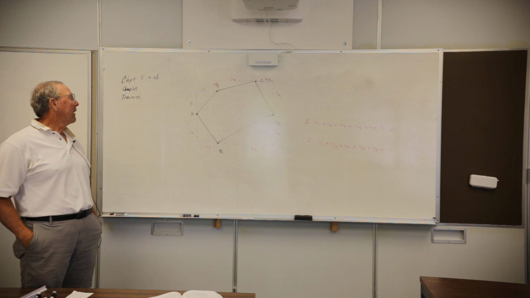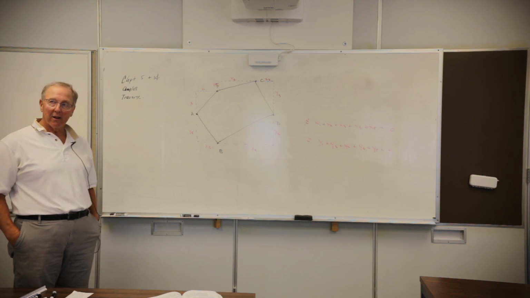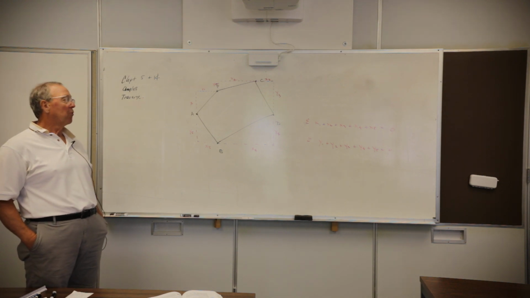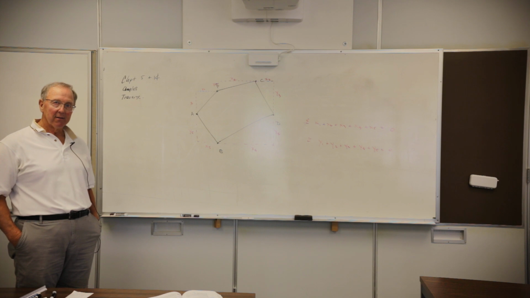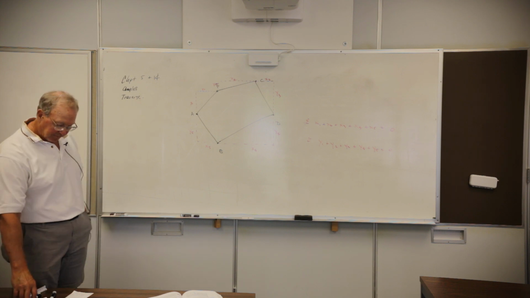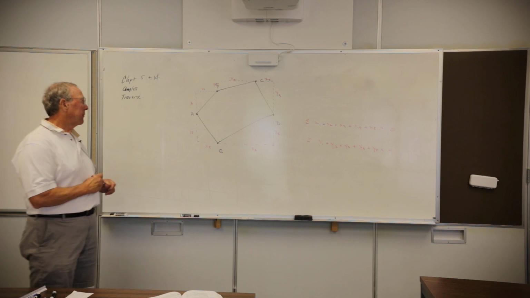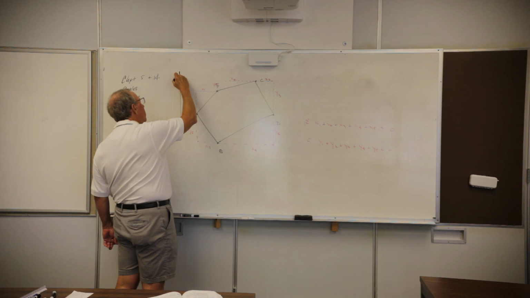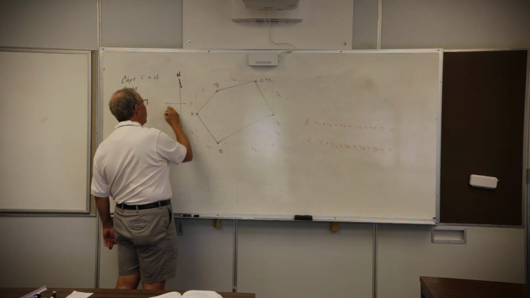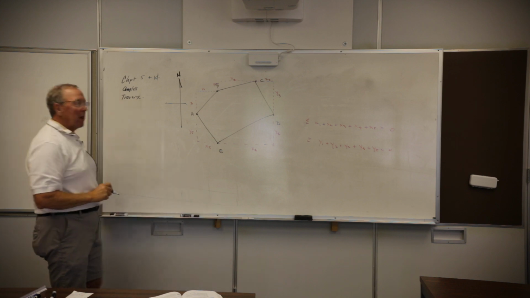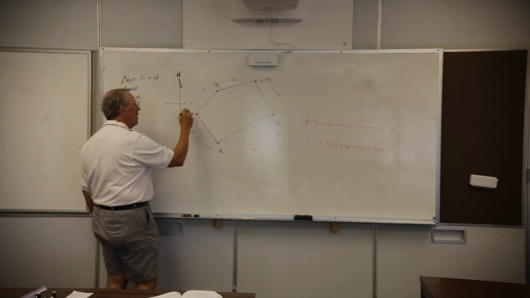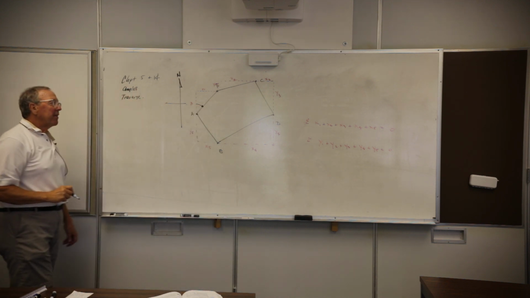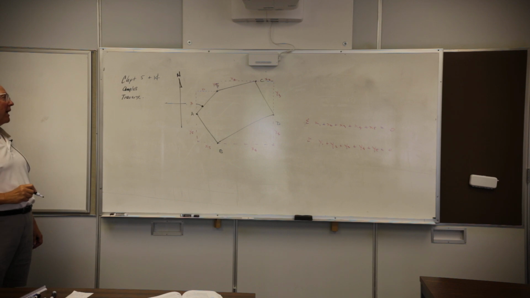I know the length of AB. If I know the direction of AB, then I can use sine and cosine to find the x and y components of AB. Okay, to do that, I'm going to need a direction. Okay, we've talked about north before. East, west, south. This angle right here is going to tell me the direction of line AB.